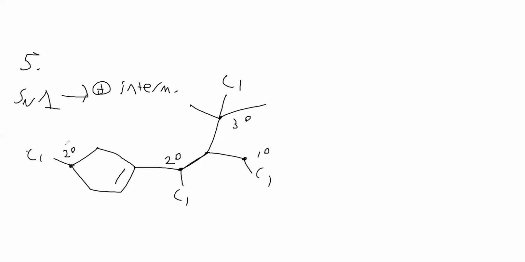Again, we have two different secondary positions, but one of them is right next to a double bond, while the other one is not right next to a double bond. So it's going to follow the same exact trend as we just saw in the last problem. And I'm not going to belabor that. If there are any questions about this, ask, but I'm assuming you guys got number 4, and this is, again, the same idea.